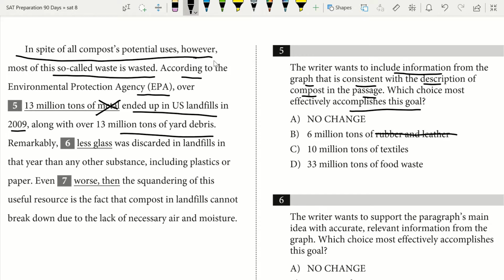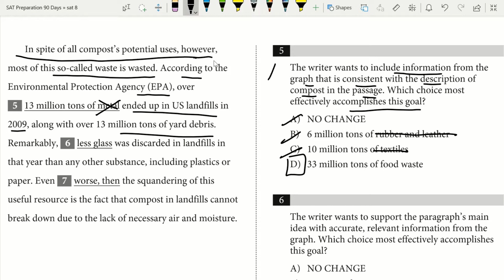We wouldn't want to talk about rubber and leather either, or textiles. We want to talk about food waste because we're talking about composting. So the only answer choice here that's going to be consistent with the description of compost in the passage is D.